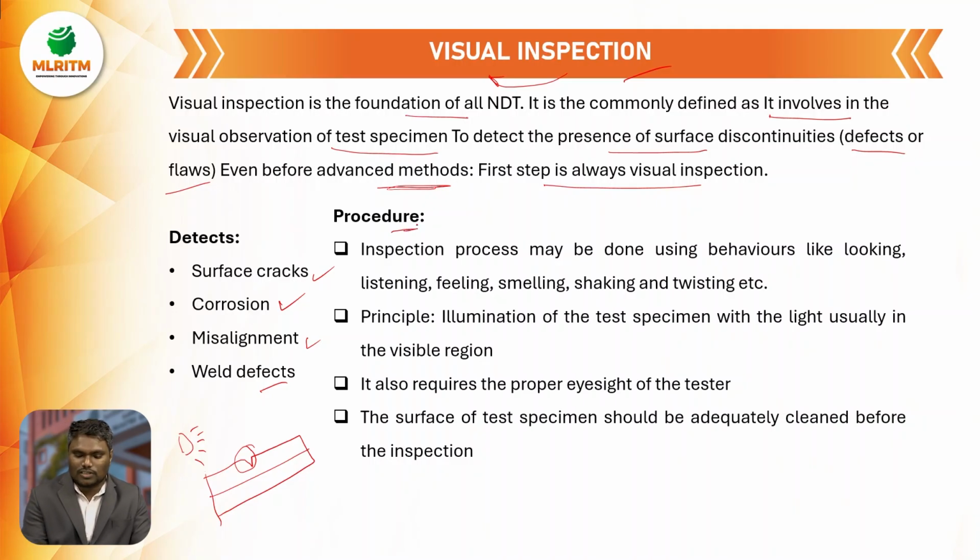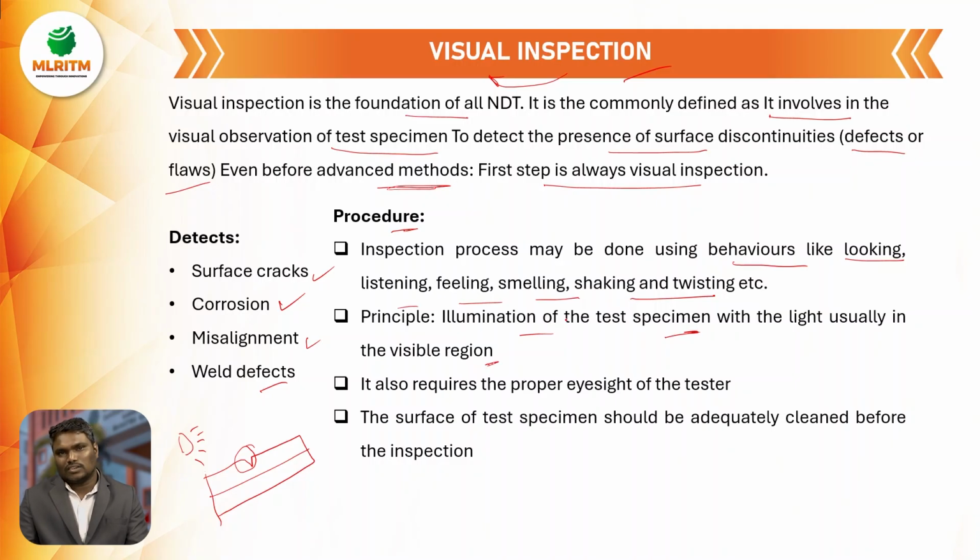So what is the procedure? Let me discuss the procedure also. This inspection process may be done using behaviors like looking, listening, feeling, smelling, shaking and twisting of the materials. And the basic principle utilized in visual inspection is illumination of the test specimen with light, usually in the visible region.